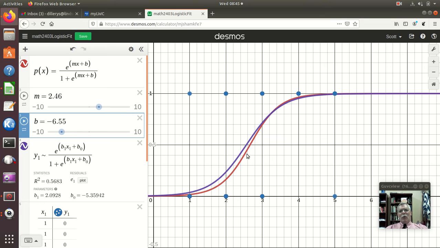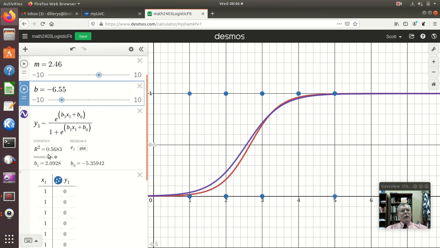But in one way you can say, well, it's steeper because it takes a little longer before it starts heading up. And then it crosses over and is on top up here. So it was a little bit steeper than what we have here. Now here, notice the R squared is 0.568. And they came up with 2.092 and negative 5.35. So they're a little bit different.